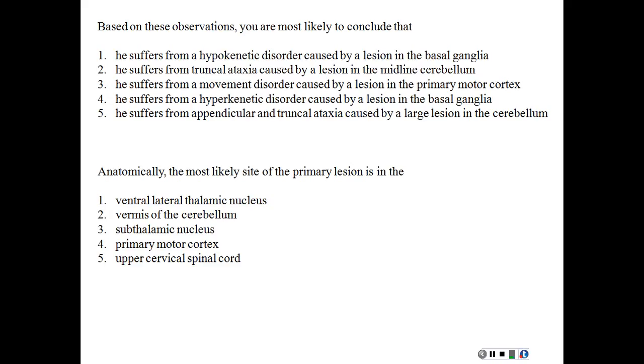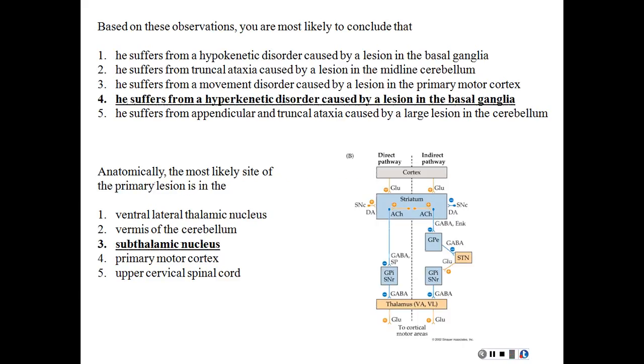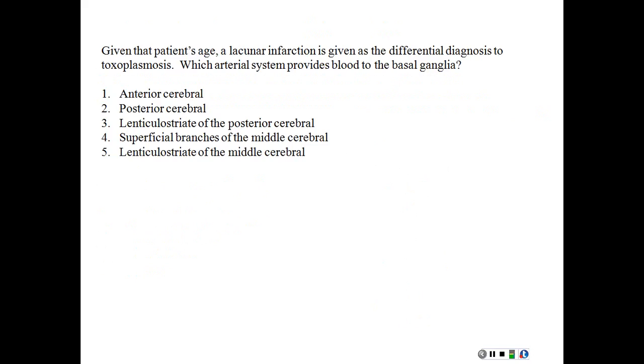Subthalamic nucleus, well, that is part of the basal ganglia. Primary motor cortex, we ruled that out. And upper cervical spinal cord? No. So it's some basal ganglia nucleus, and sure enough, subthalamic is right there. And we know that it's part of the basal ganglia.